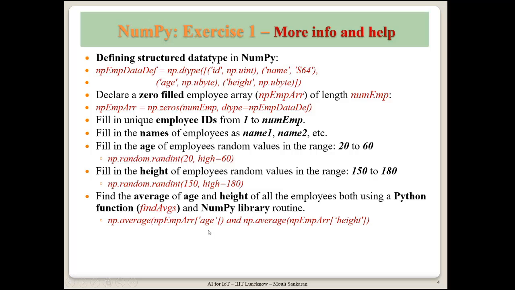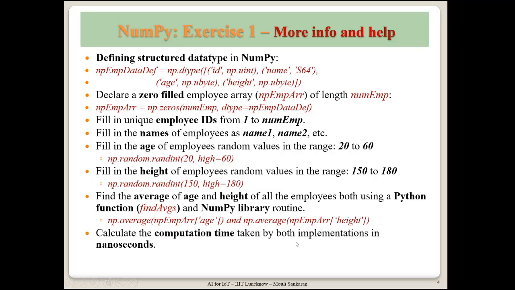Age elements only. Internally, because it is an np array, this function knows how to access only the age elements within the array. So it will find all the ages of the employees, and then find the average and give it to you. Similarly, height. Now I want you to compare the time taken by both by using import time and then time.process_time_ns. It will return the number of nanoseconds taken to get the timestamp before and after the function is done, both for Python as well as for the NumPy libraries, and compare the values.